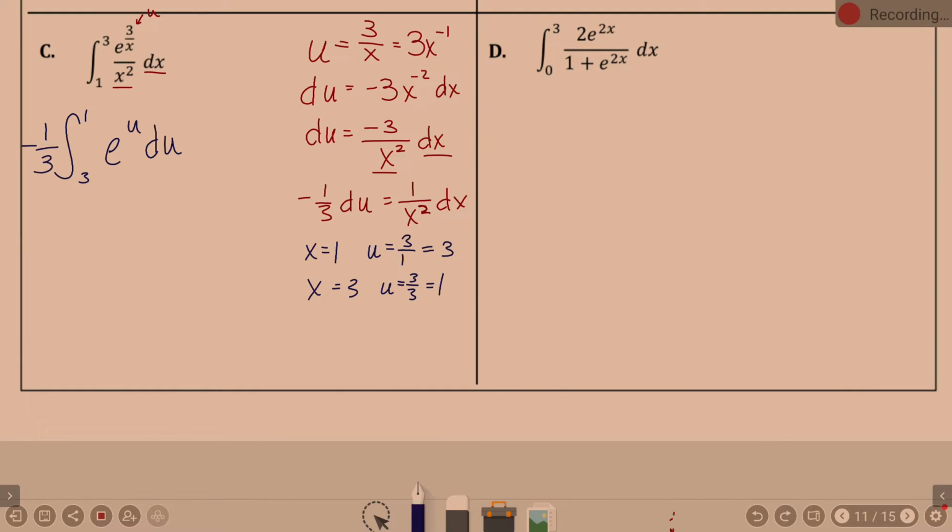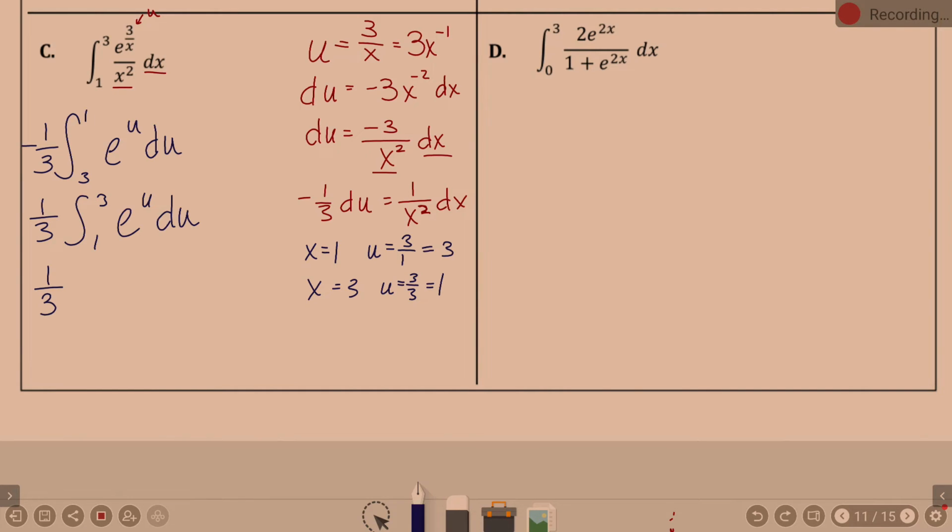It is nice, right? So in order to flip 1 and 3, if you want to do that, you multiply by negative. Multiplying negative by negative makes it a positive. So 1/3. It'll be a lot easier to plug the numbers into just e to the u than e to the 3 over x.